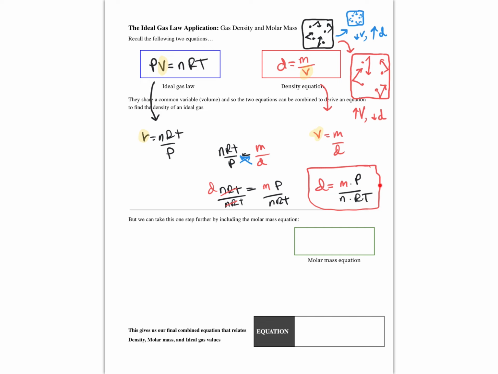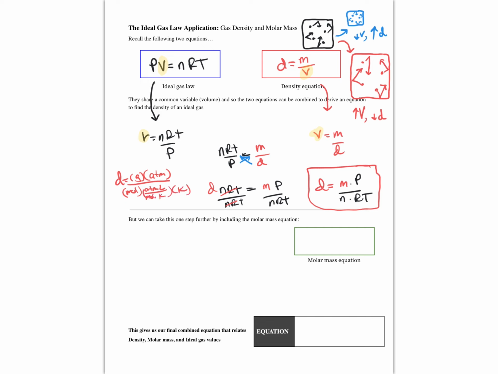But how does this all equal density? Well, let's look at the units real quick to prove it. Density is equal to, well, mass is in the unit of grams, pressure is in the unit of atmosphere. We're going to have moles in the unit of mole. R is in the unit of atmosphere times liters over mole Kelvin. And then temperature is in the unit of Kelvin.